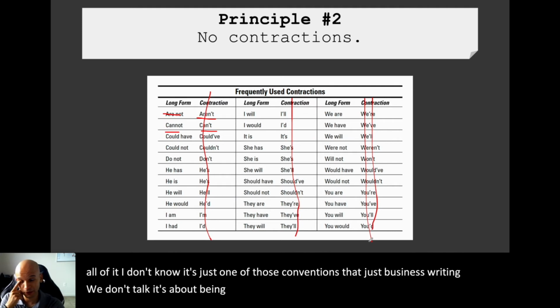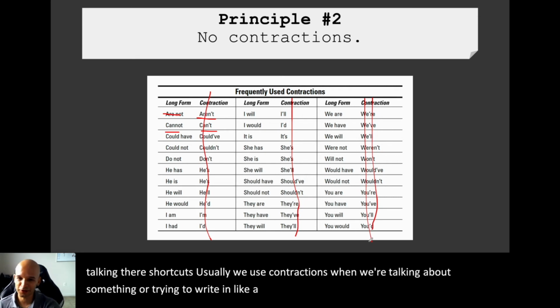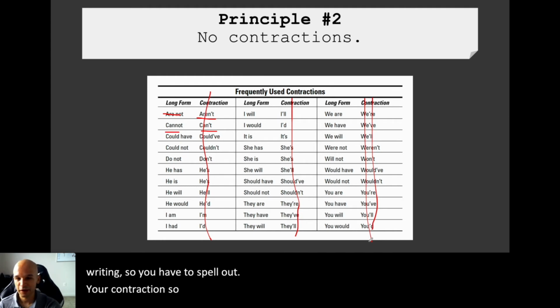We don't talk. It's about being formal. So contractions are very informal ways of talking. They're shortcuts. Usually we use contractions when we're talking about something or we're trying to write in like a creative voice. But this is not creative writing. So you have to spell out your contractions. So there should be no contractions in your cover letter nor in your resume.